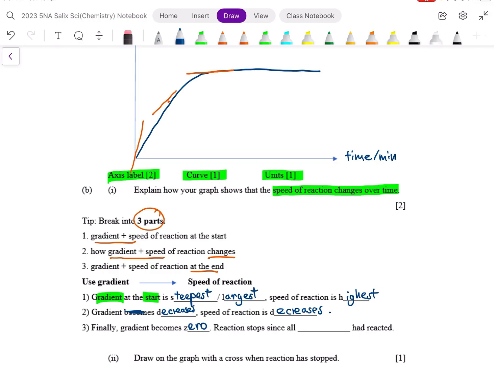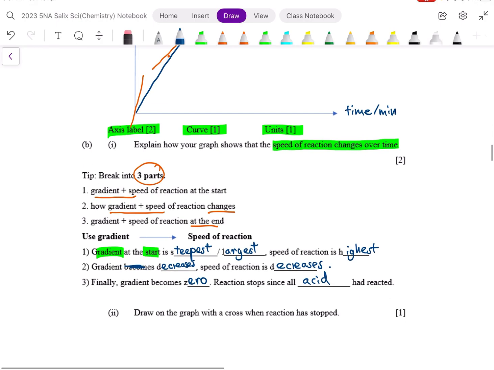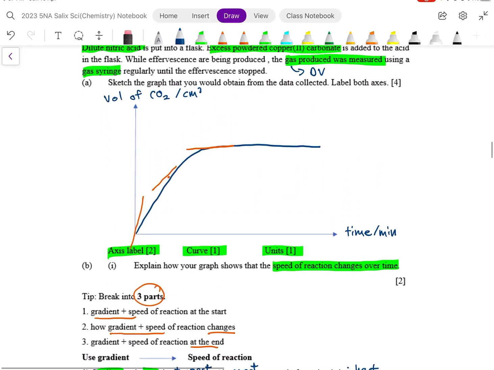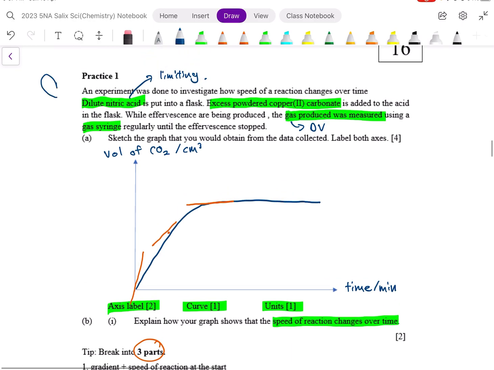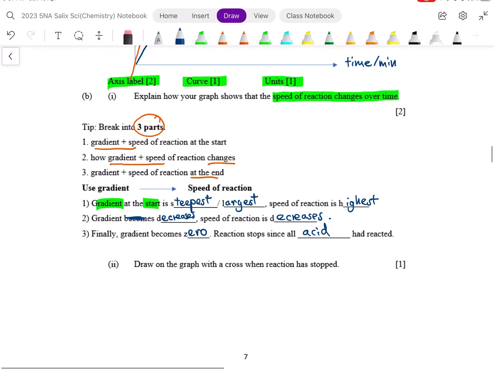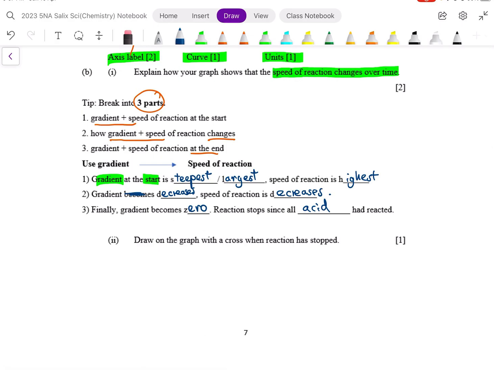Okay, it stops because all the nitric acid had reacted. All right, so that's how you answer this kind of question. Do take note of examples such as this. These are typical questions you'll get in the O level.